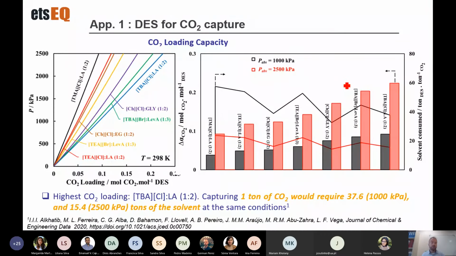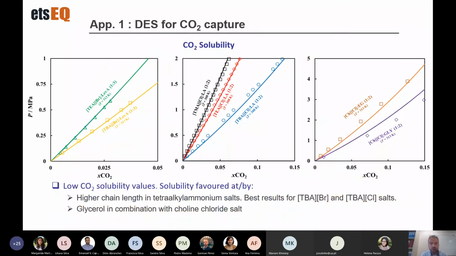Okay, in order to do a better comparison, we decided to check the CO2 loading at a constant temperature. What I'm trying to say is that, first of all, here we fit our parameters because we needed to find the binary parameter between CO2 and the salt, and CO2 and the carboxylic acid or the glycol. So these are not predictions.